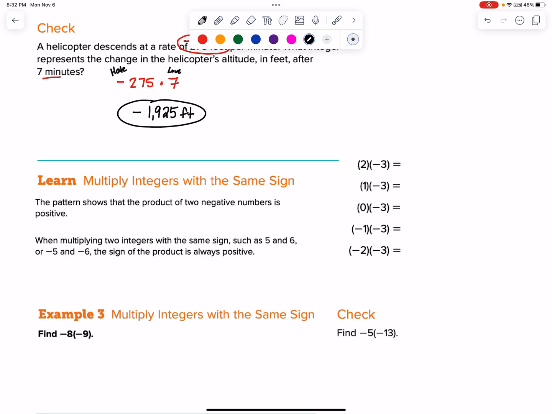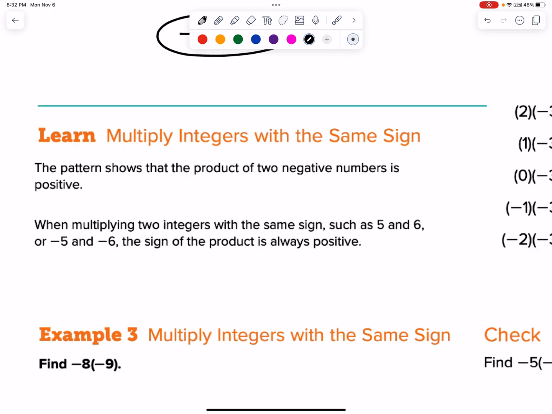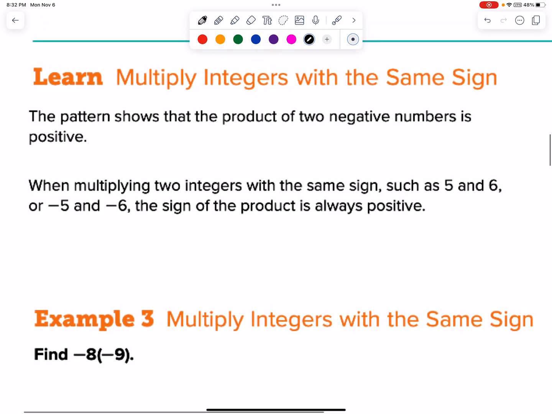All right, so now we have multiplying integers with the same sign. What I talked to you about is that when multiplying two integers with the same sign, such as 5 and 6 or negative 5 and negative 6, the sign of the product is always positive. I know that's a little bit hard to understand. Obviously, we know that 5 times 6 is 5 groups of 6 equals 30. But it seems weird to understand how negative 5 times a negative 6 somehow is also positive 30.